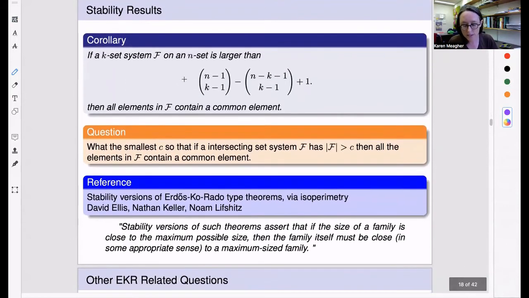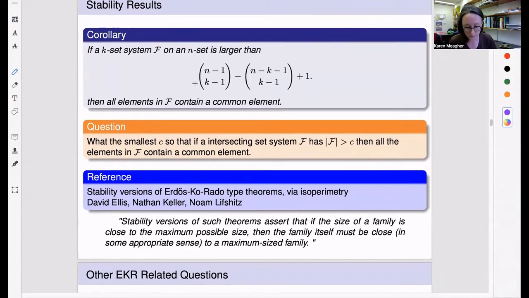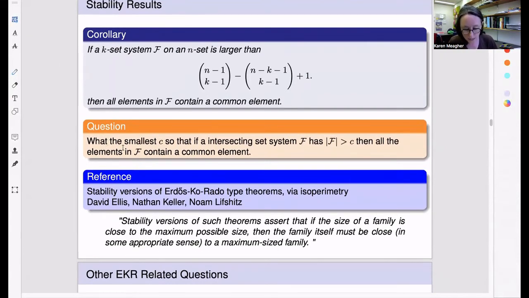So if we have a set system that's bigger than the number in the Hilton-Milner, then all the elements have to contain a common element. So it has to be contained in a canonical intersecting one. One question we can ask is to find a C, and we want it to be large. Hang on, I think we want the number here to be the smallest C. What we want is a lower bound that says if our C is bigger than this number, then all the elements have to contain a common element. Yes, we want it small, I had that right.